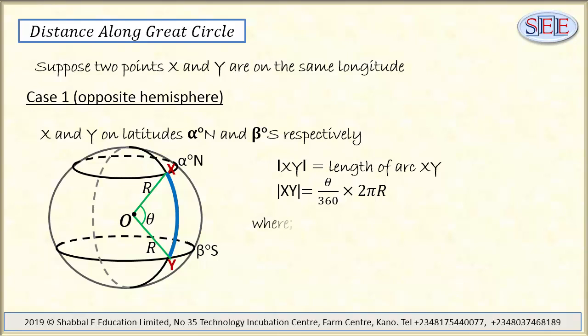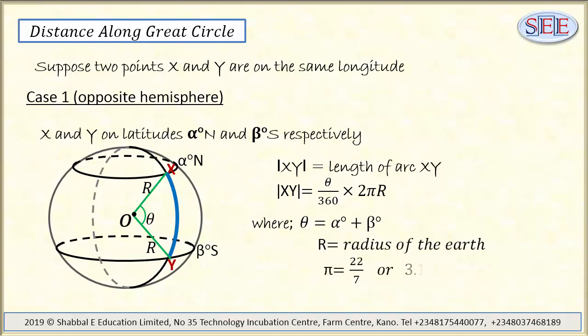What we do is add the latitudes. So theta would now be equal to alpha plus beta, because the two are in the opposite hemispheres. So you add the two angles to get the theta. And you can see it also in the drawing. The radius of that circle is equal to the radius of the earth. And the pi is given as 22/7, or you can equally use 3.142, depending on what is given in the question. Make sure you use it. We'll take examples.